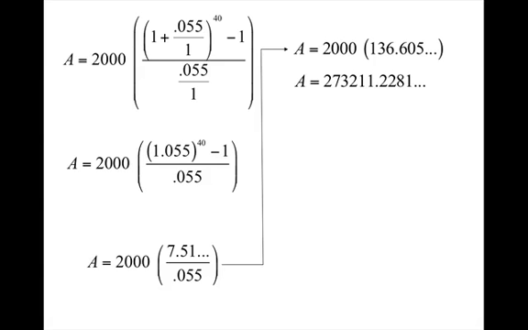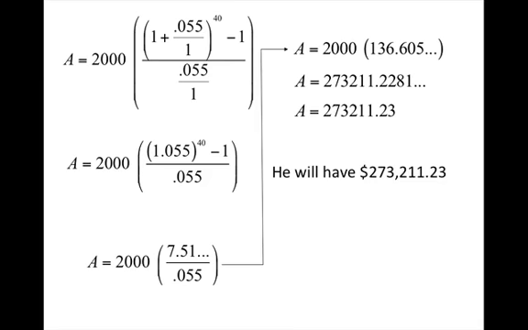Since this is your final answer, we're going to round to 2 decimal places because it's money. So we get 273,211.23. So this time, the man will have $273,211.23.